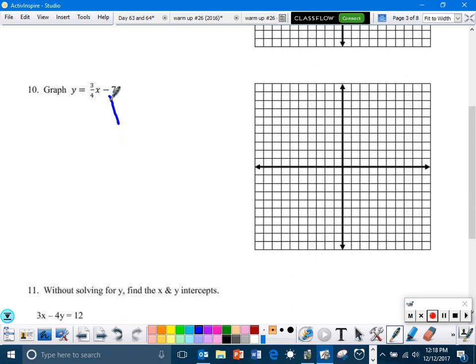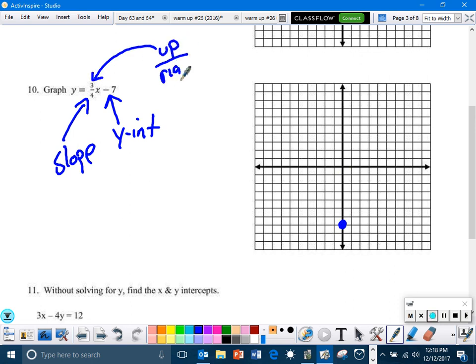So again, here's our y-intercept. And here is our slope. All right, starting at negative 7, so down 7. 1, 2, 3, 4, 5, 6, 7. And our slope is positive, so that means we're going to go up and then right. So up 3, right 4.